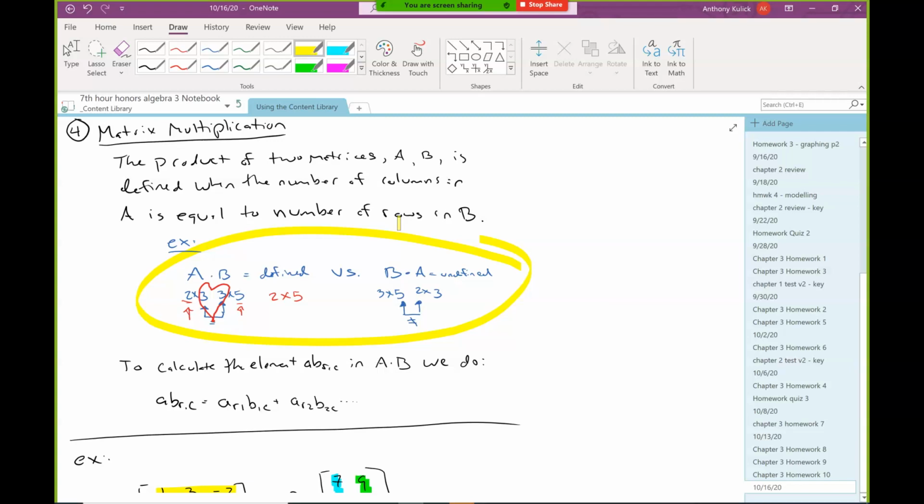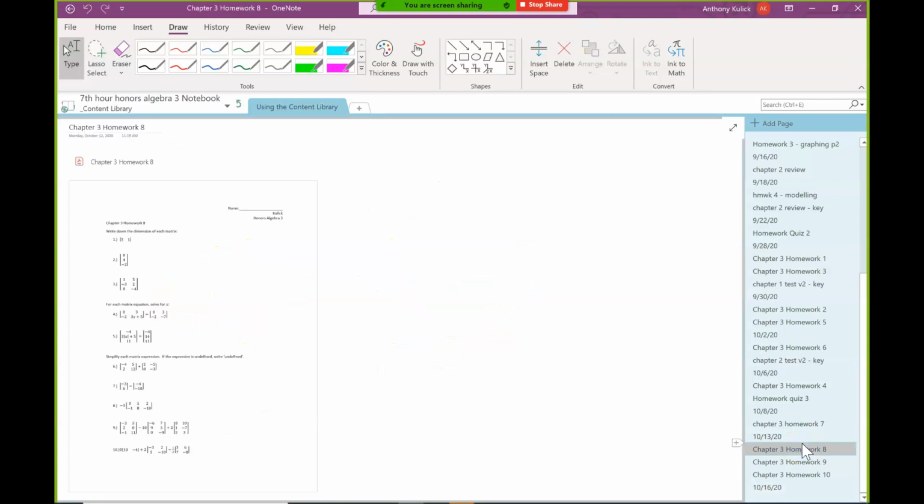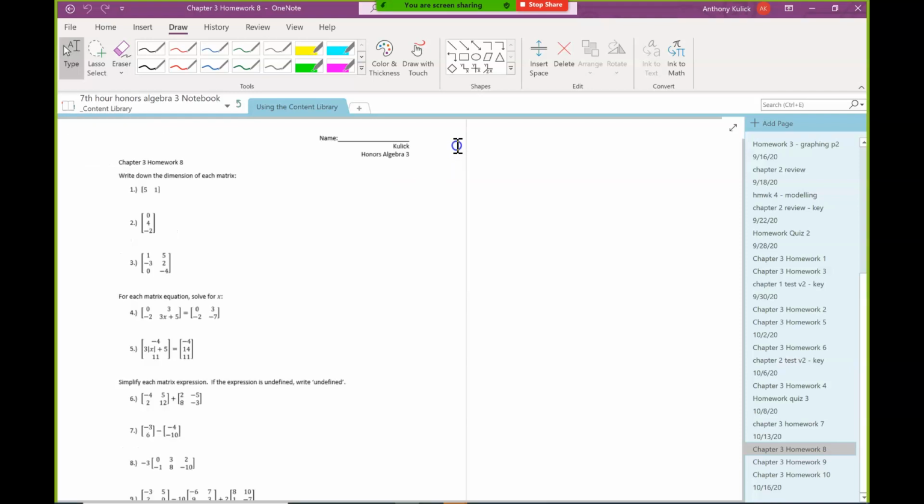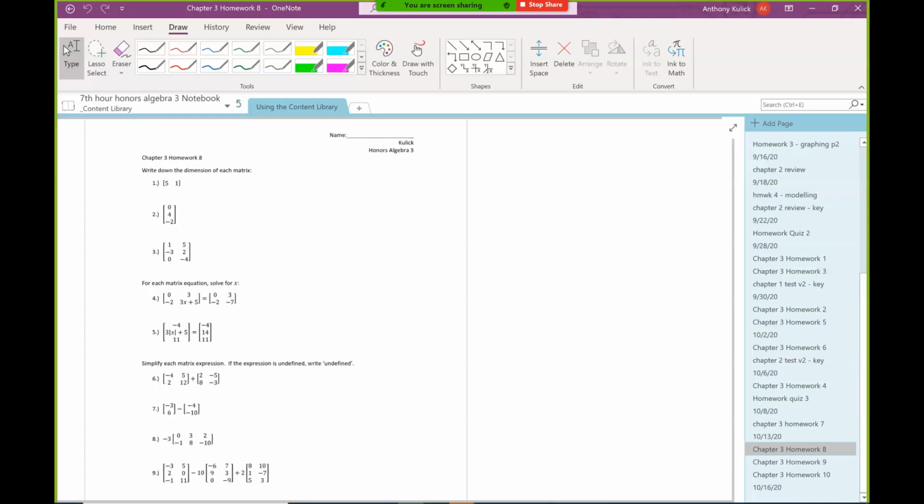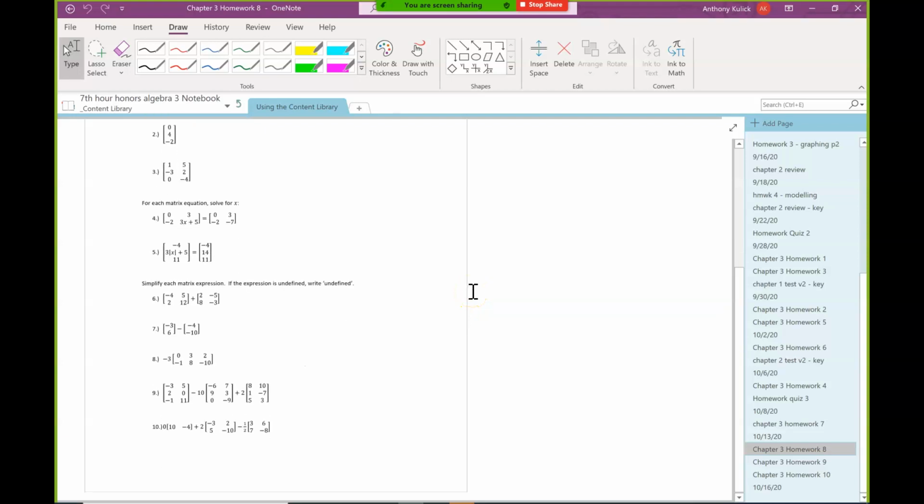You'll notice in the content library, I've posted 3 new homework assignments. The only one due this week for you guys is homework 8. So your homework check on Sunday will be this homework 8. It's just doing matrix addition, subtraction, and scalar multiplication. There's no matrix multiplication on this assignment. I want to talk about that more next week before I ask you to do any of that. Okay? So it's just these 10 problems. Should be pretty easy.